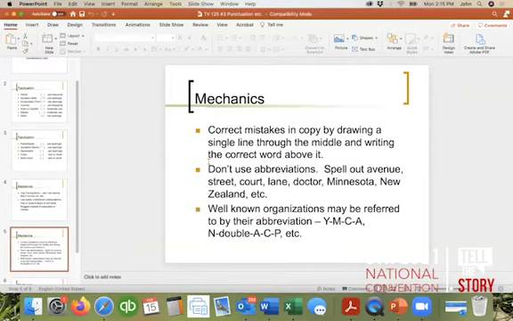I try not to use abbreviations because people can mix those up. I say street, court, lane, doctor, Minnesota, whatever. Spell it out. That way you know it's going to be said properly.